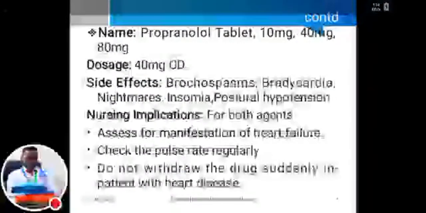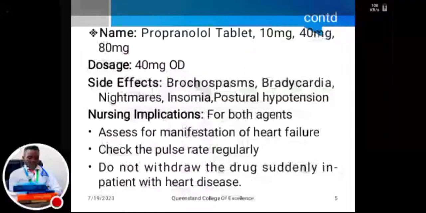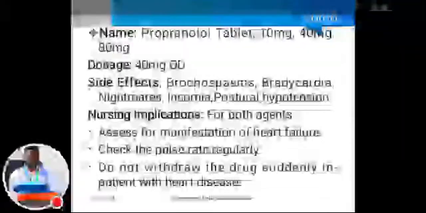Then we have the second one, which are the ACE inhibitors. These are angiotensin converting enzyme inhibitors. They inhibit ACE enzyme. What is ACE enzyme? ACE is angiotensin converting enzyme, and this enzyme usually becomes inhibited. When this enzyme is inhibited, guess what happens?